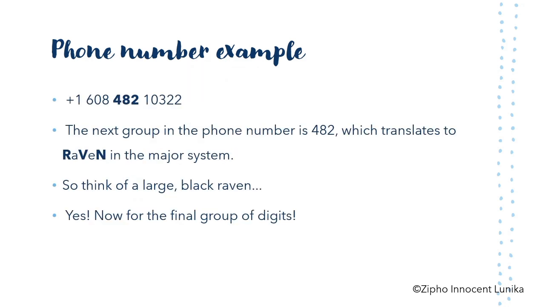So let's try to decipher the number 482. 4 represents an R sound. 8 represents an F or V sound. And 2, remember, N has 2 strokes downwards, so that represents an N. So an image that can be used to represent 482 is a raven. Raven is the major system equivalent of the number 42, for instance. In other words, 'rain', however, in this case, we will be using raven. So think of a large black raven. Now, let's go on to the final group of digits.